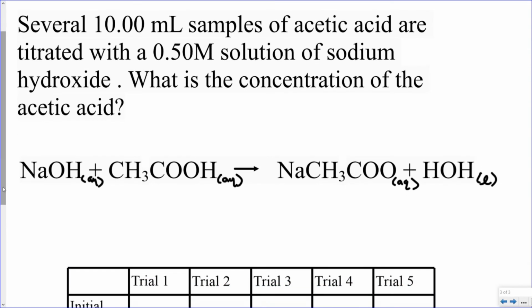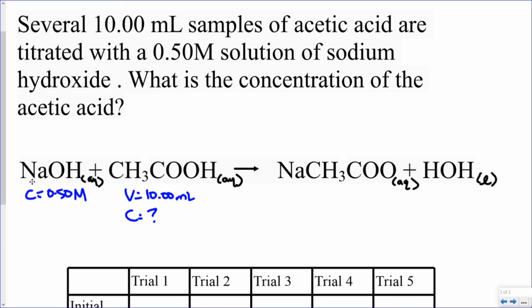Okay, so what do we know here? Let's switch to blue. So we're given 10 milliliter samples of acetic acid. So there we go there. And finally, we're asked what is the concentration. So I don't know my concentration. I do know a concentration of sodium hydroxide. So that's the concentration here of 0.50 molar.